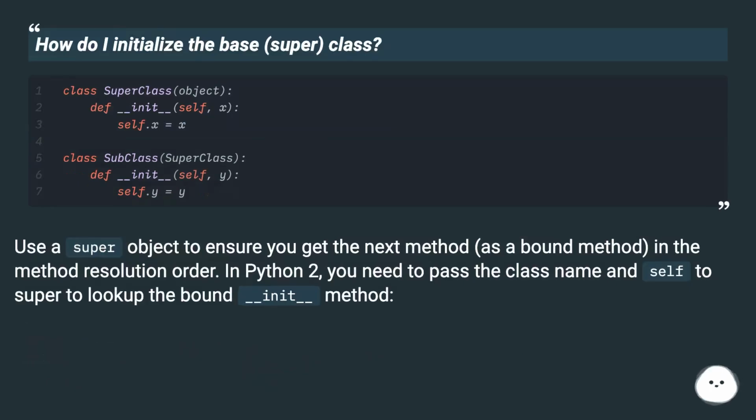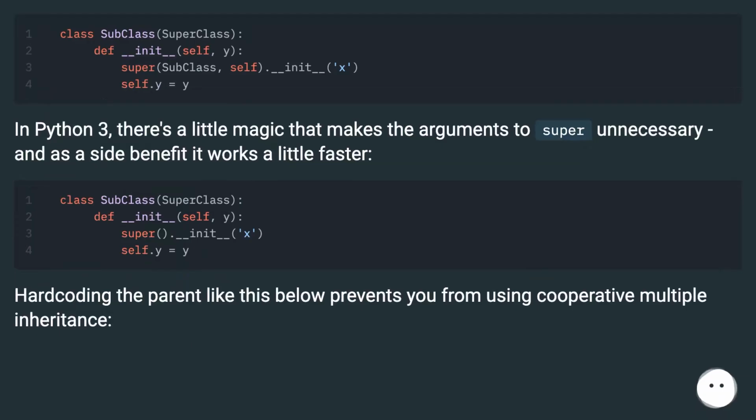How do I initialize the base, super, class? Use a super object to ensure you get the next method, as a bound method, in the method resolution order. In Python 2, you need to pass the class name and self to super to look up the bound __init__ method. In Python 3, there's a little magic that makes the arguments to super unnecessary, and as a side benefit it works a little faster.